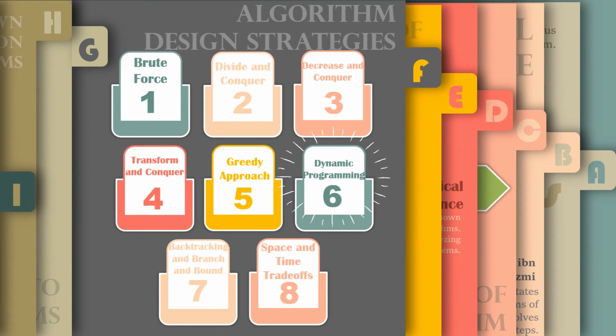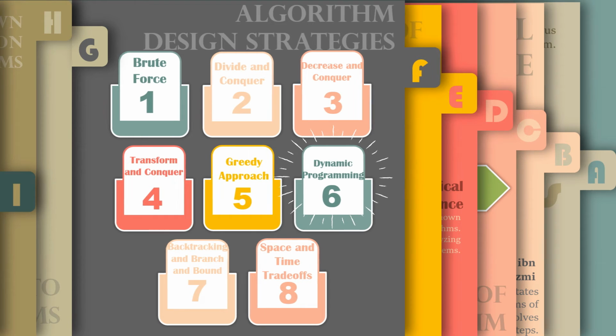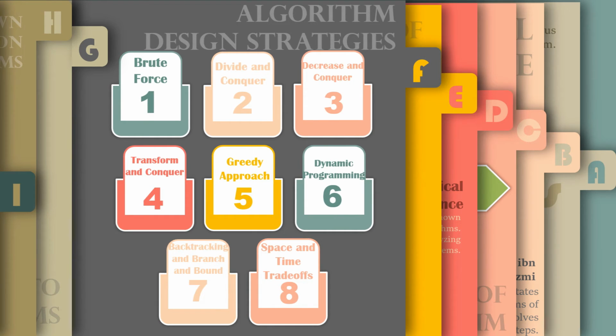Number 6 is dynamic programming. It is in contrast with the divide and conquer approach because divide and conquer is a top-down technique which logically progresses from the initial instance down to the smaller sub-instance.